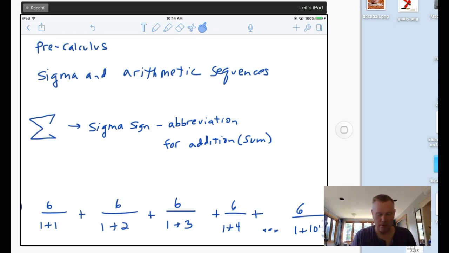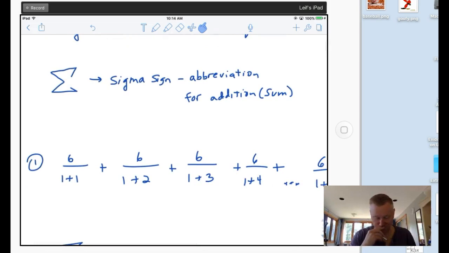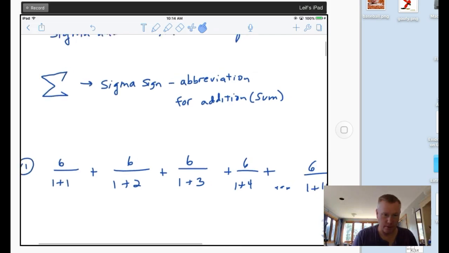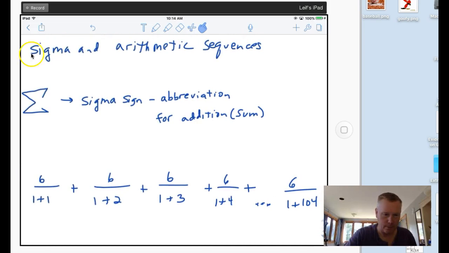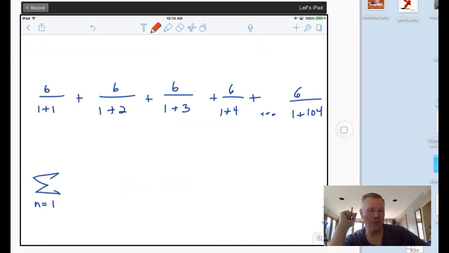Anyway, so if I was using this symbol and I wanted to come up with the symbol for all these things added up here, I'm going to use this. It's called the summation sign also. You might hear that. If you hear me referring to that, I'm talking about the sigma sign.